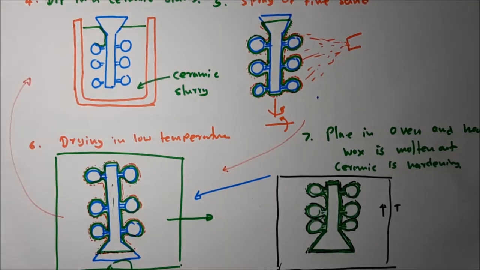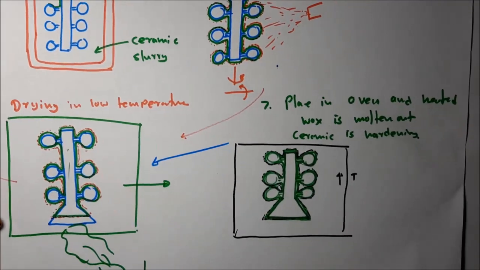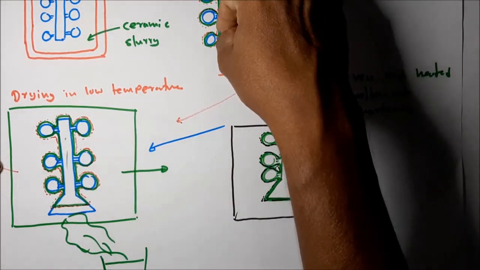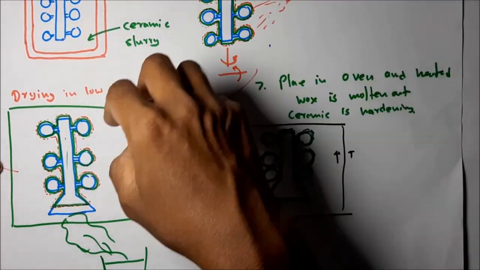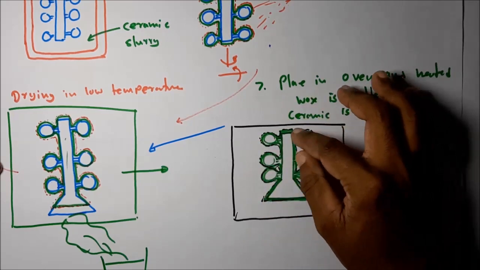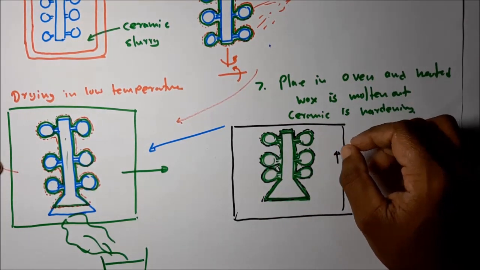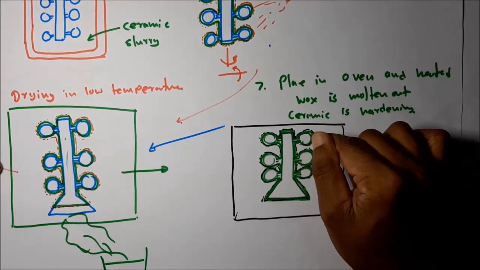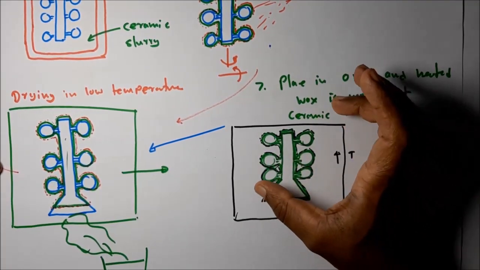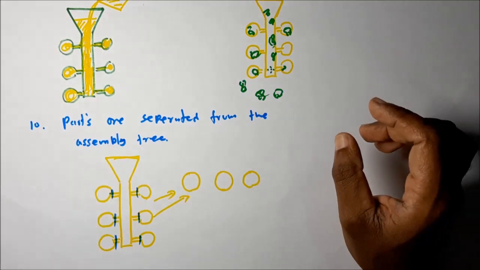Then after getting the certain thickness, it is placed in an oven. Then it is heated. While heating, the wax melts and flows out from the tree. Then we have only the shell. Then this shell is further heated. When heating the ceramic, it gets hardened. The hardness increases. Then after removing it from the oven, this is righted.